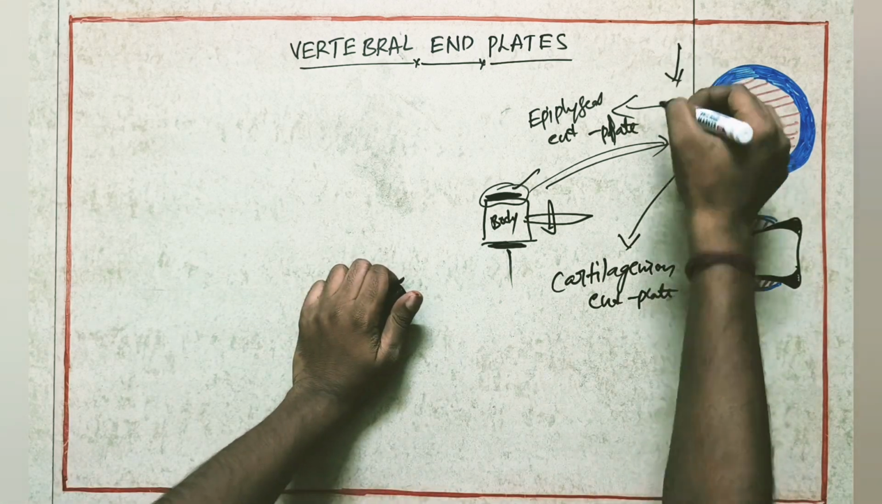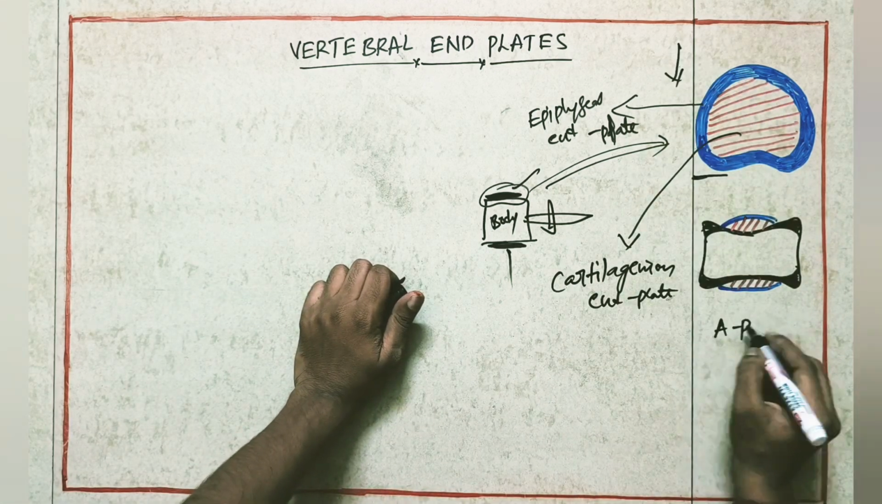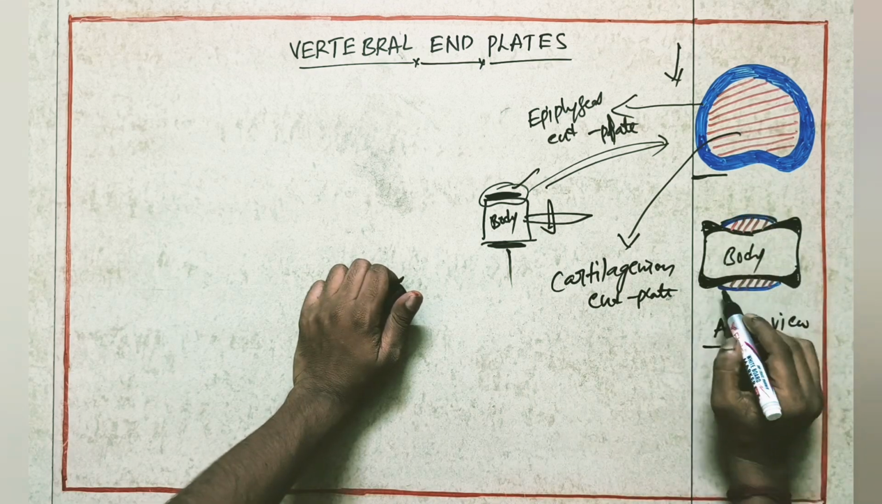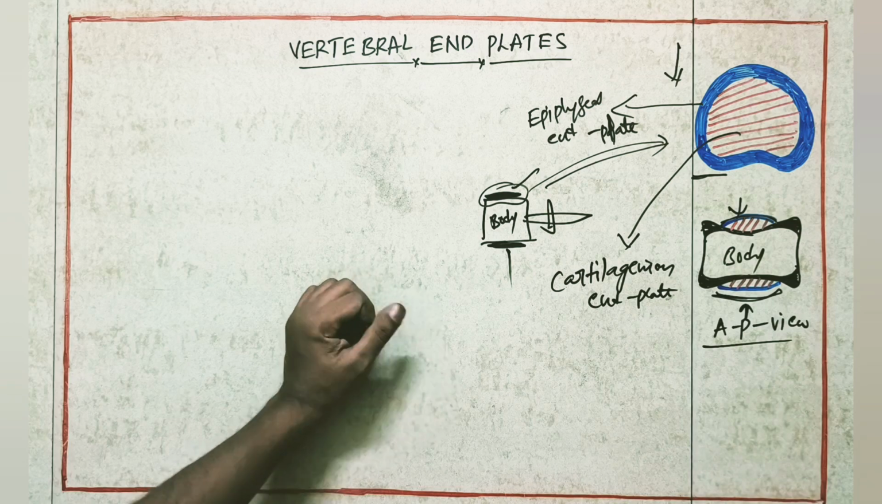So this is the superior view. Here, if we see from the anteroposterior view, this is the body of the vertebra. It is present over the superior and inferior surface of the body of the vertebra.